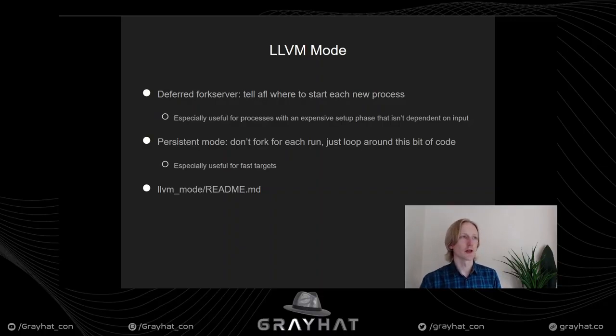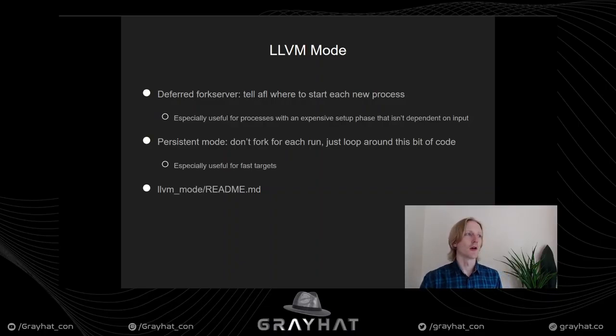Persistent mode will make an even bigger difference to a lot of targets. This allows AFL to not start a new process for every single test case it wants to execute, but instead it reuses a single process in a loop for a large number, some hundreds, of different inputs before it spawns a new process. This is really helpful for fast targets because in fast targets, the process overhead can be a very significant part of the overall execution time. So by doing away with that, or by amortizing it massively, you speed up the execution a lot.